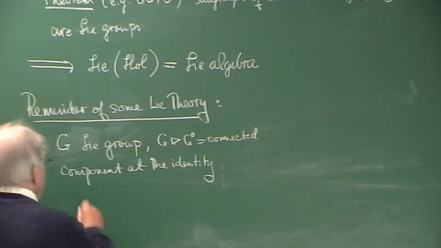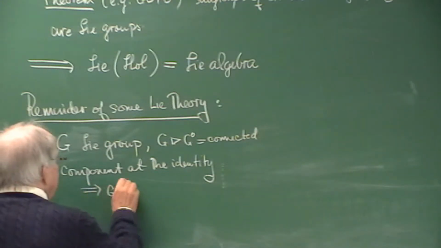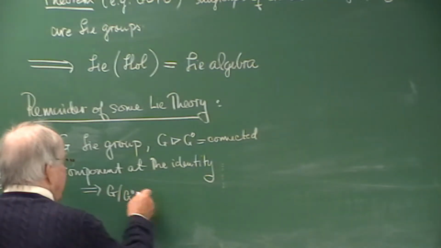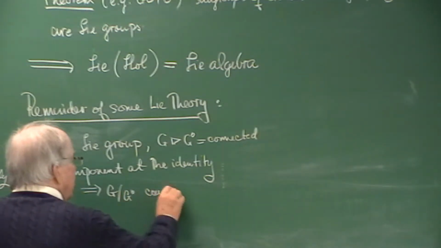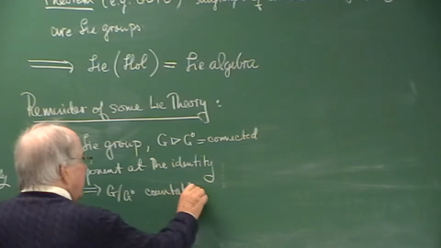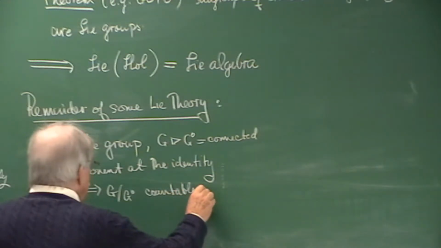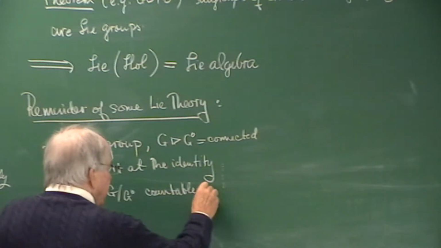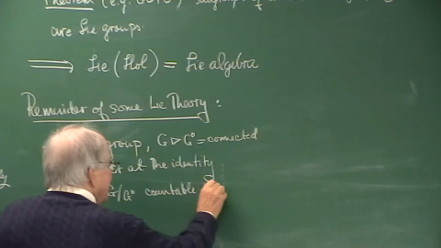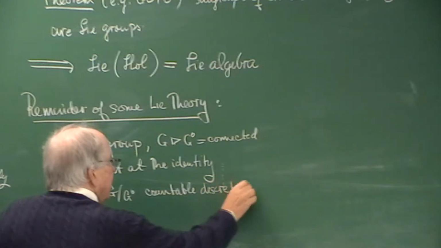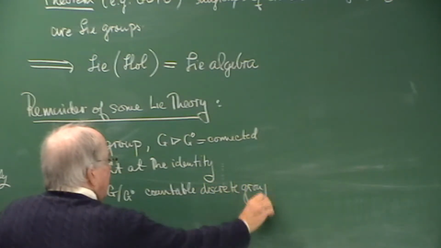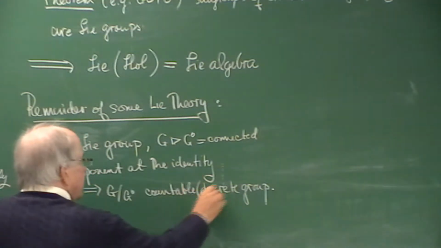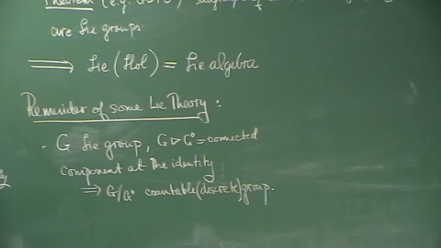In particular, that means that this thing is a group, and in this case it's countable, because you only have countably many components, a countable Lie group, if you like, a discrete group. So it's a countable group, and usually it's very small. So usually it's finite.